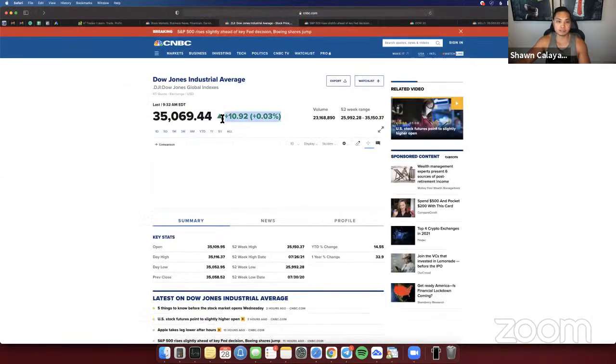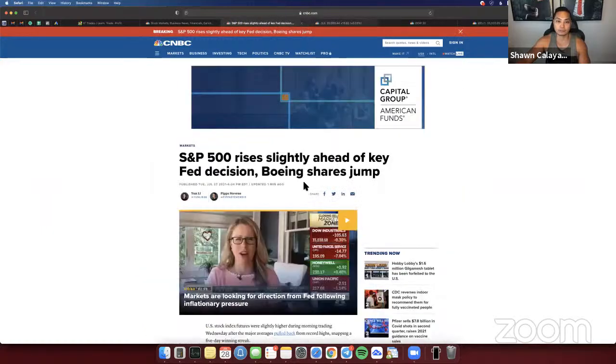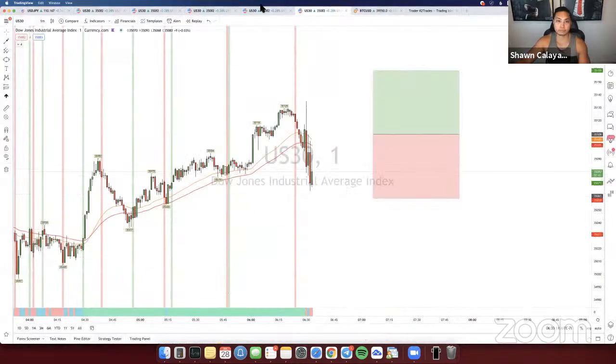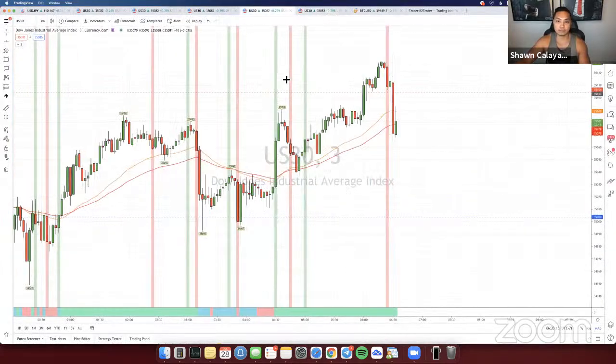It's still in positive, but it's only up 10 points. So it's like right down the middle. It's not really pushing that heavy. Let's see. But everything over here is still pointing towards the upside. This candle here just dropped.